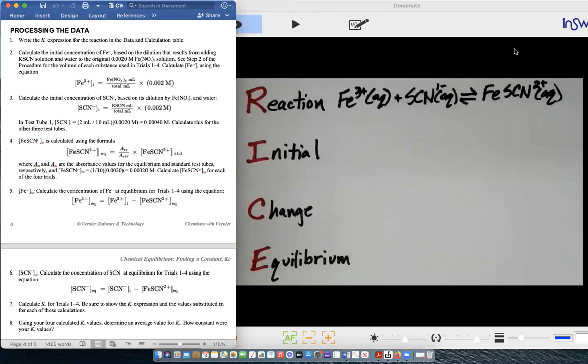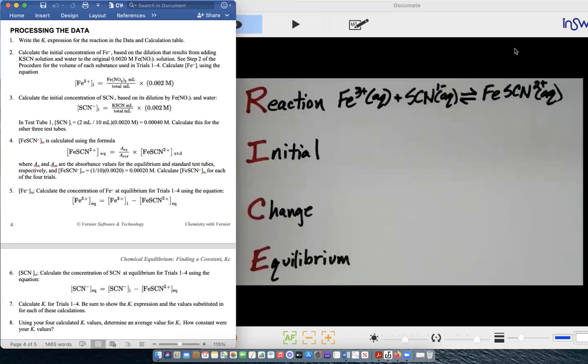To then get the equilibrium of the iron or the thiocyanate, FeSCN minus, what you do is take your initial concentration and then subtract the equilibrium concentration of the complex that was formed, the FeSCN2 plus.